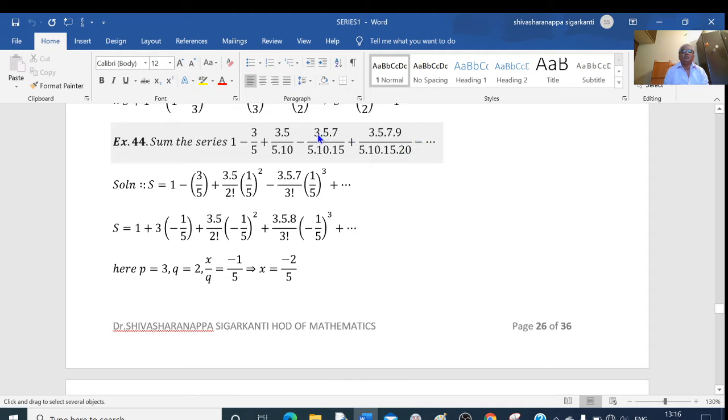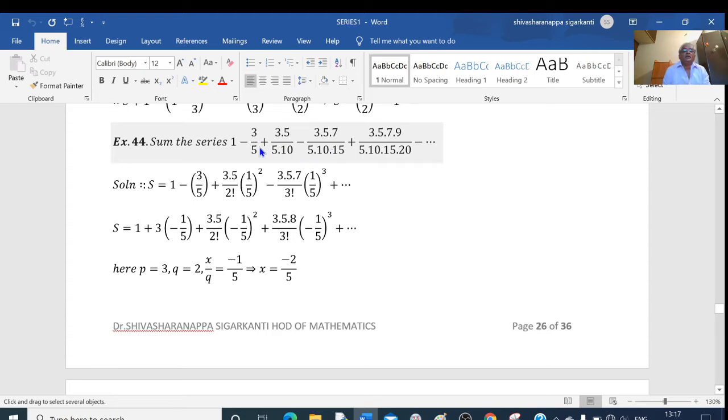Similarly, coming to this term here, these are three terms which are in arithmetic progression, and the denominator 5 into 10 into 15 can be written as 5 into 1, 5 into 2, 5 into 3. That is 1 into 2 into 3 into 5 cube. That is 3 factorial into 5 cube. Numerator consisting of 3 terms which are in arithmetic progression, denominator consisting of 3 factorial into 5 cube. That means here these terms are in binomial series.